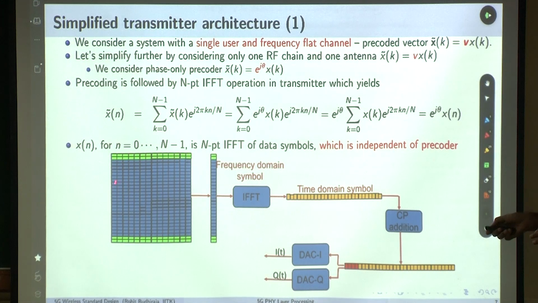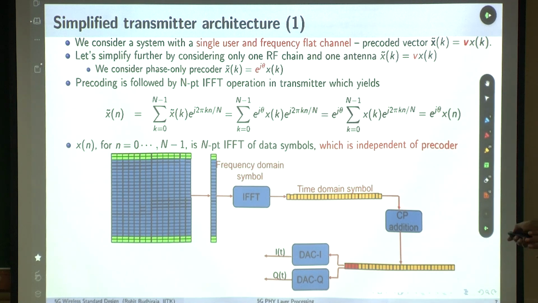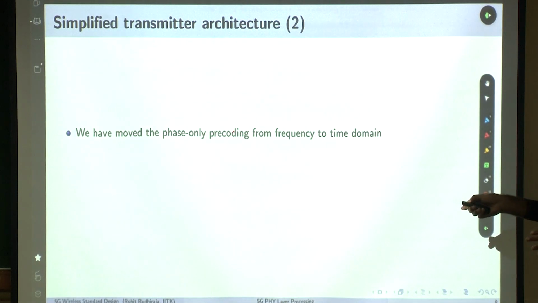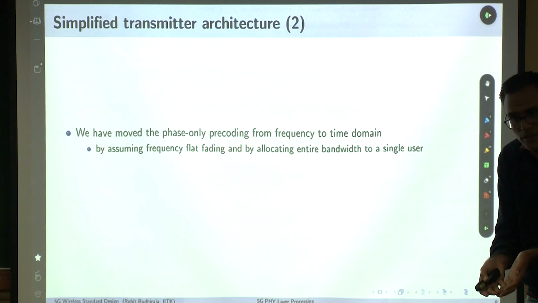Look at the system. There are no multiple users. There are no multiple precoders. Take the IFFT, no precoding also, then time domain symbol, CP addition, and you get the analog signal. This will help me. So what is happening? We have moved the phase only precoding from frequency to time domain, by assuming a frequency flat channel and by allocating the entire bandwidth to a single user.